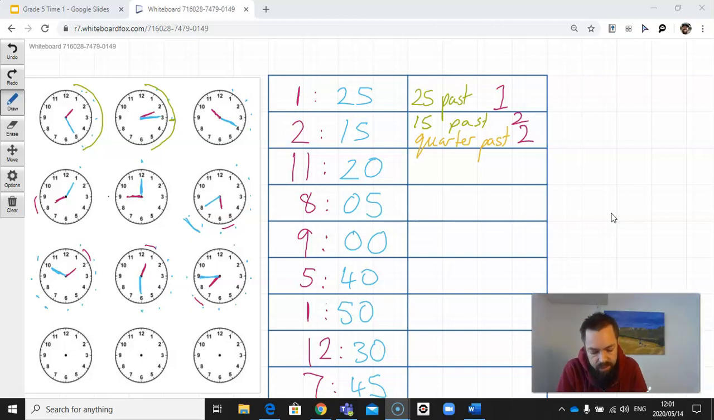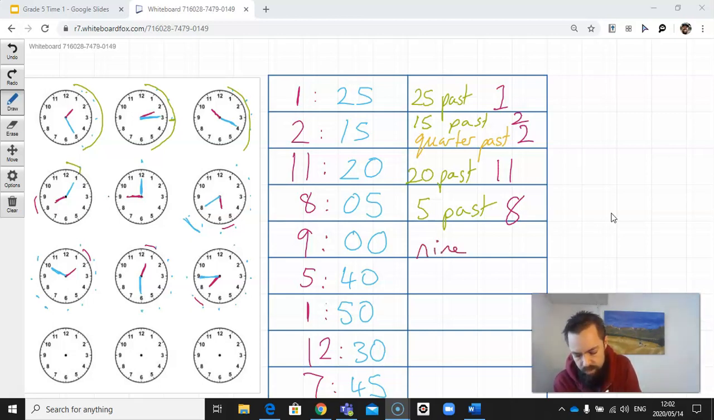Okay, looking at the next one, it's 20. It's still in the first half, so it's 20 past. We sometimes say 20 minutes past, but it's fine just to say 20 past, and it's 20 past 11. Next one, we're still in the past, but we're only a little bit past. We are 5 past, and we are past 8. A special one again. We've got 9 o'clock.